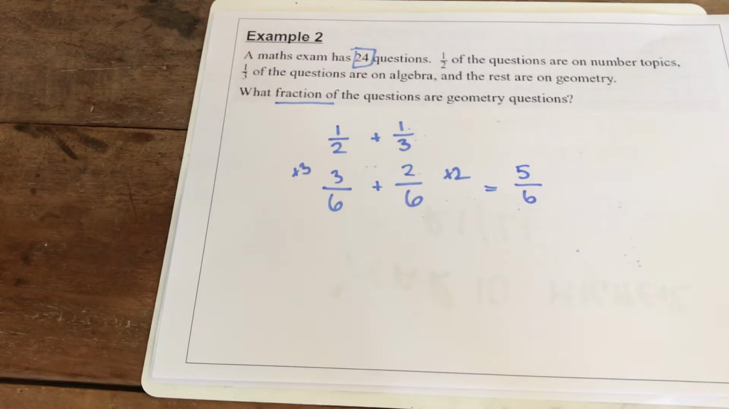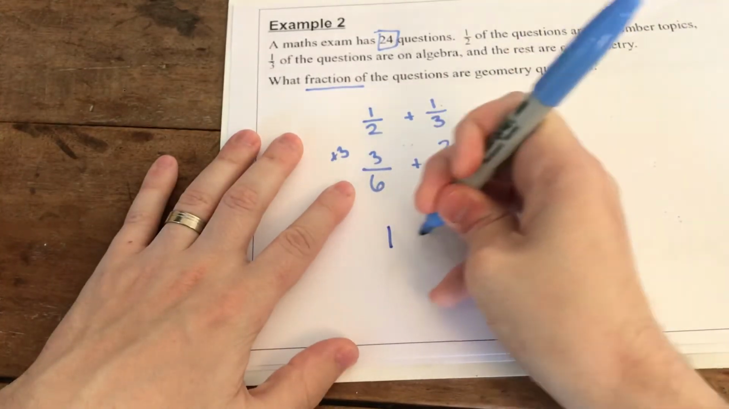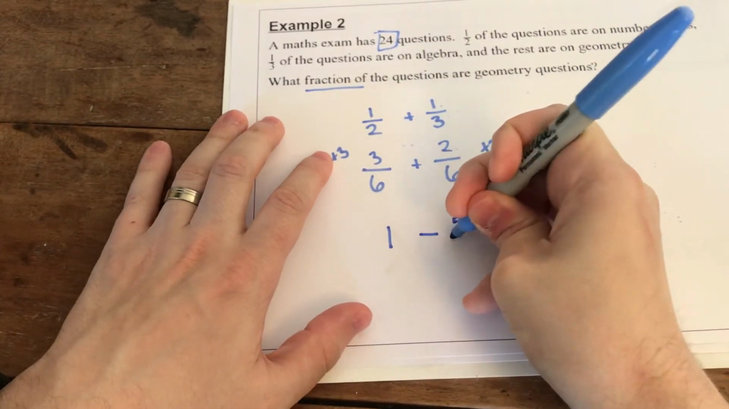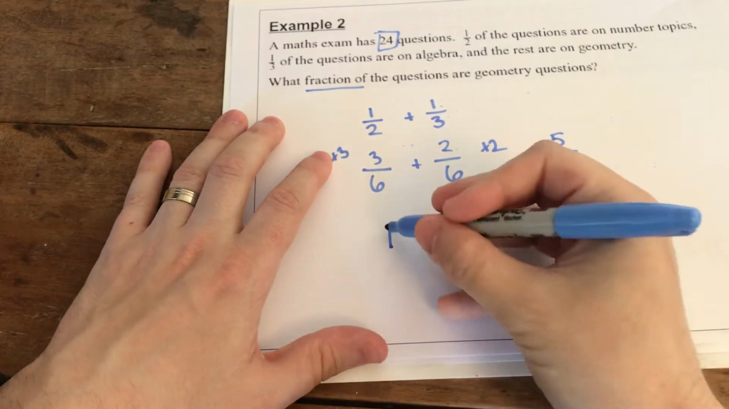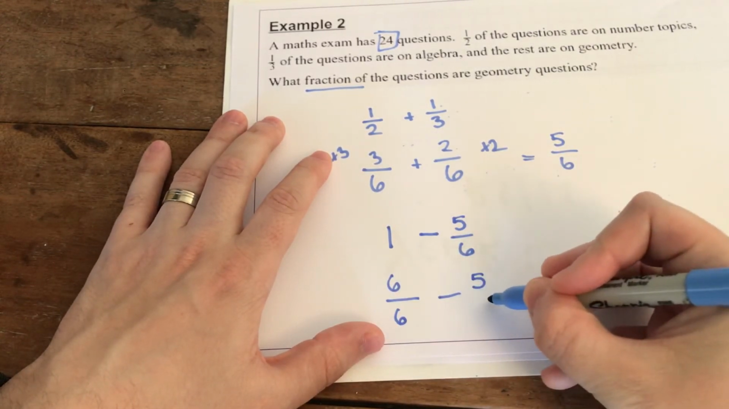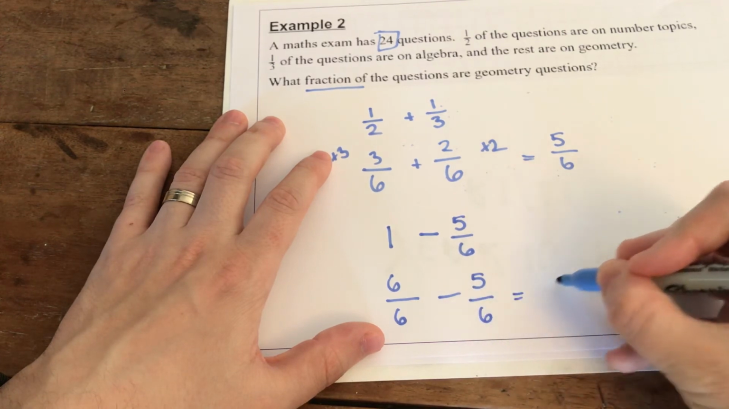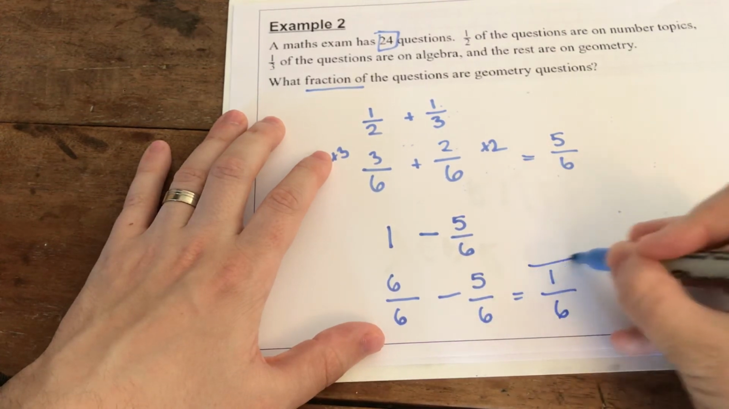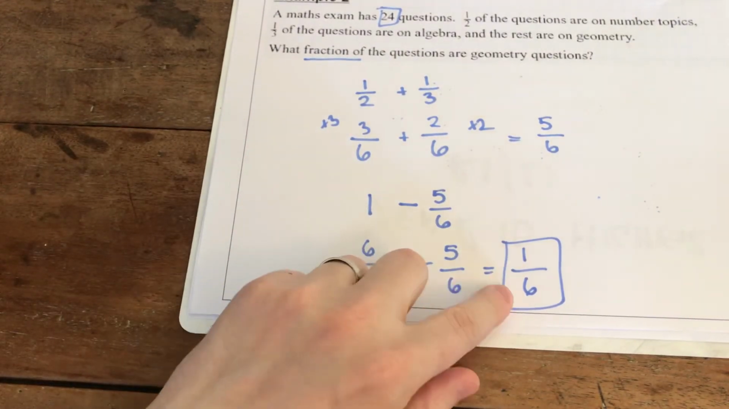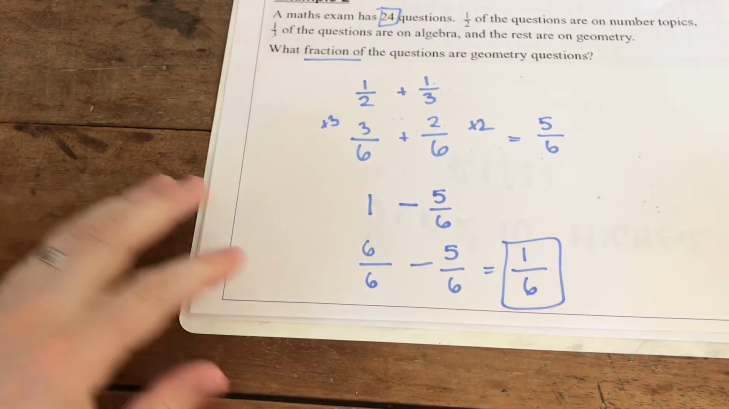Now it asks us what fraction of the questions are remaining. If you're going to do this, you do 1, which is our full number because that's the total, take away 5/6. Now 1 is the same as 6/6. So when you do 6/6 take away 5/6, you get 1/6 as your final answer. So the fraction of geometry questions is 1/6.